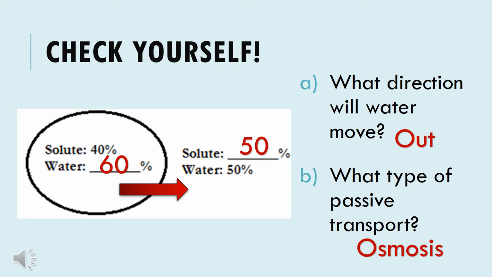Now that you've figured out your concentrations, both inside and outside of the cell, you can compare the two environments. Ask yourself, where's there a higher concentration of water? Where's the largest percent of water? Is it inside of the cell or is it outside of the cell? Well, 60 is a larger number than 50, so that means there's more water inside of the cell than outside. So, because osmosis is a form of passive transport, water will move from a higher concentration to a lower concentration, which means that the water will move out of the cell. Remember, we draw that using an arrow pointing out of the cell. Part 2, what type of transport is this representing? Well, because we're studying the transport of water, we are looking at osmosis.